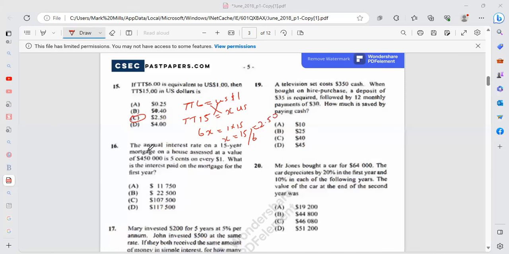All right. Number 16. The annual interest rate for a 15-year mortgage on a house assessed at the value of 450,000 is 5 cents for every $1. What is the interest paid on the mortgage for the first year?